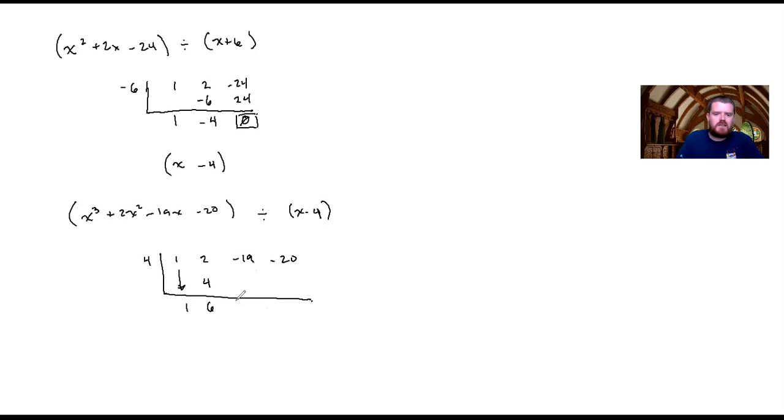6 times 4 gives me 24. 24 plus negative 19 gives me 5. 5 times 4 gives me 20. And negative 20 plus 20 gives me a remainder of 0, which is what I wanted. Here I have 3 integers, so that means my result is quadratic. So I'm left with x squared plus 6x plus 5.